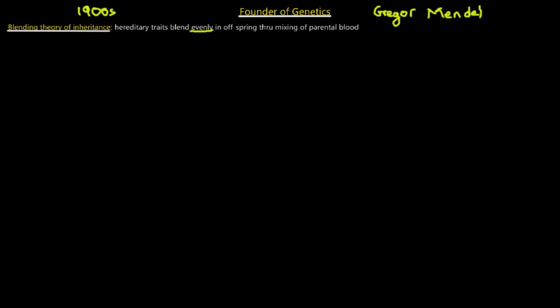He did this through his cross of garden peas. This was a cross of garden peas experiment. First of all, these plants were purebred. They were homozygous, as we call it. We're going to go over the terminology a little bit later.